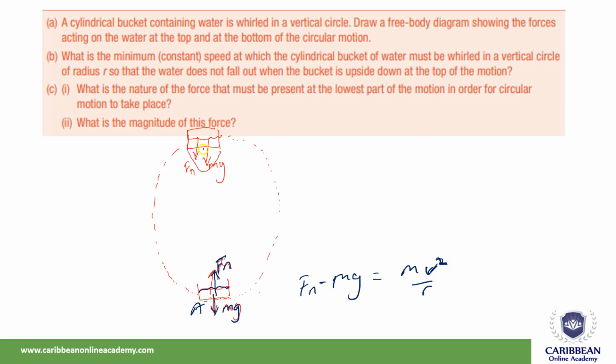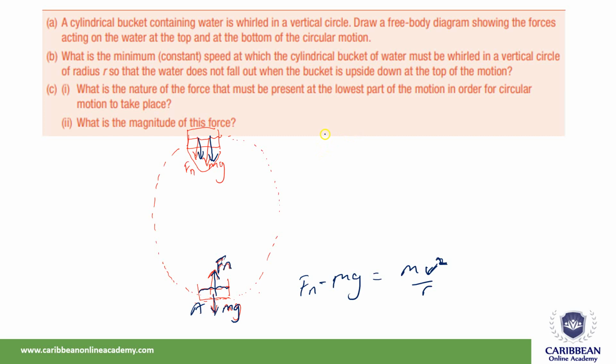Okay? At the top of the system, since the weight is acting down, your normal reaction force would presumably be acting down as well. Good. But in essence, your normal reaction force should be acting up, but in this case, it's acting down. So in essence, our net force acting down would be Fn plus mg. Okay? It says, what is the minimum constant speed at which the cylindrical bucket of water must be wheeled in a vertical circle of radius r so that the water does not fall out when the bucket is upside down at the top of the motion.